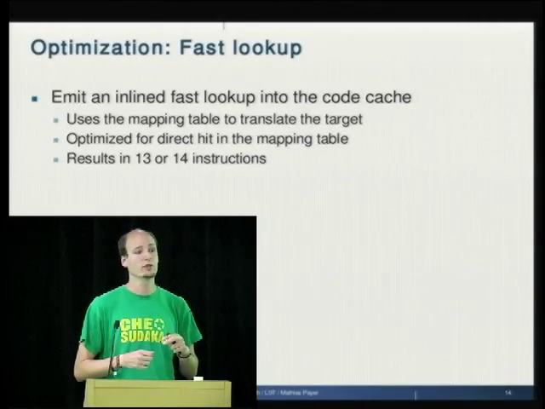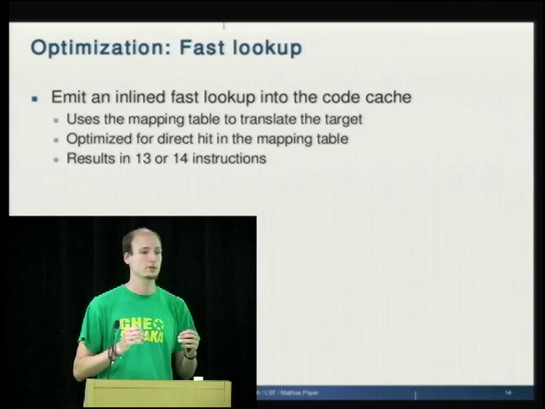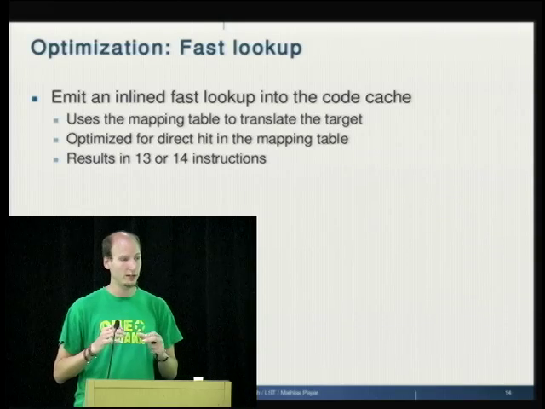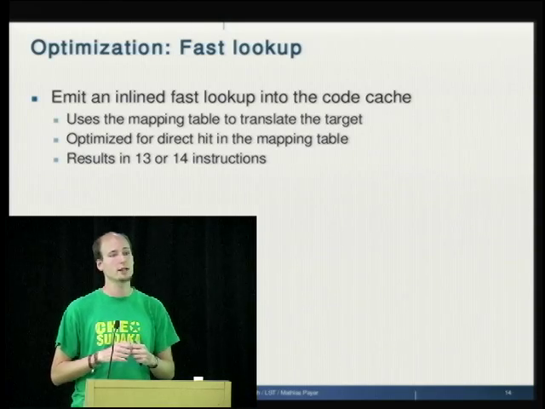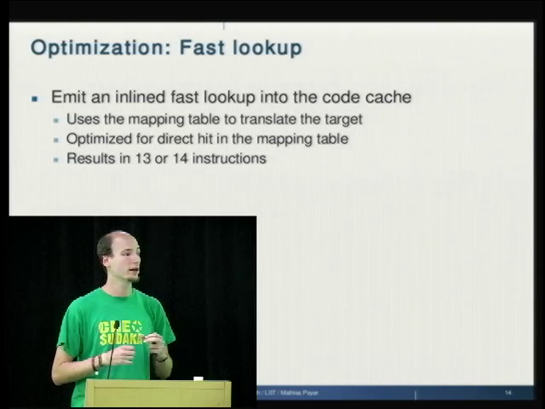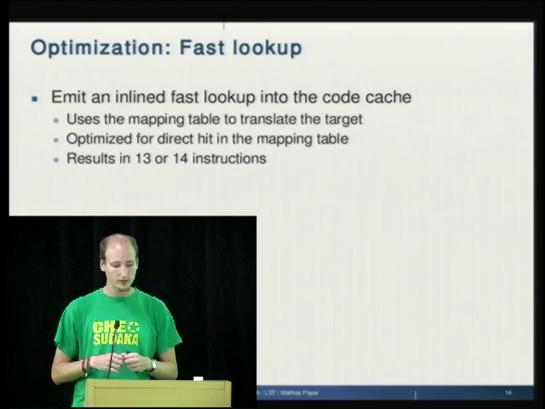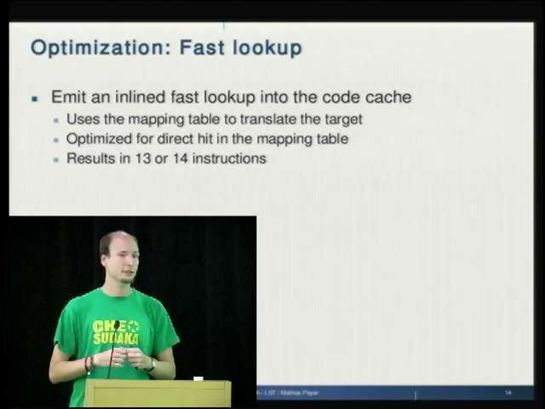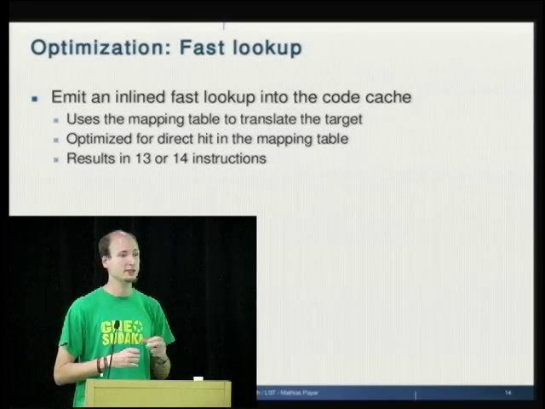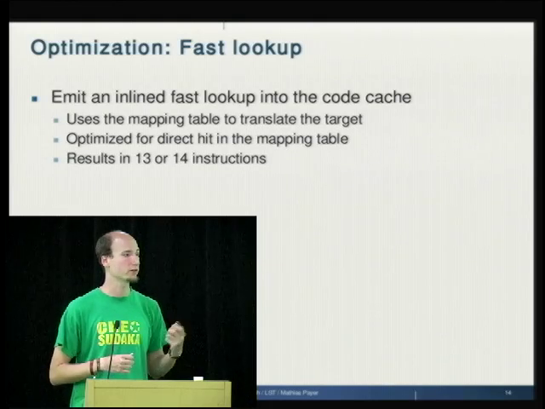The second optimization is the fast lookup. We emit a fast inline lookup into the code cache, which takes the target, does a fast hash, and looks it up in a mapping table. If it is a hit, we can directly transfer the control to the translated instruction. If it's a miss, we transfer back into the binary translator. But this optimization is more complex and costs us about 13 to 14 instructions, which is more expensive than, for example, the prediction.